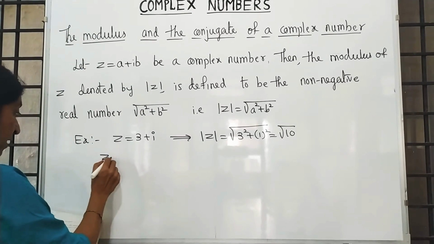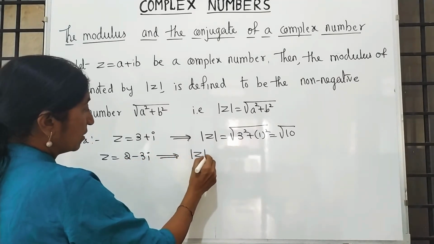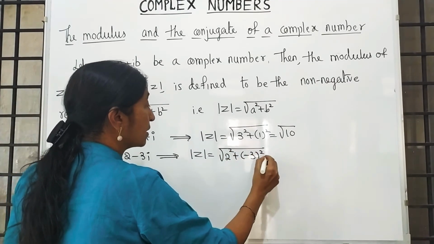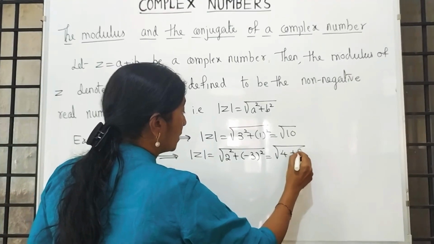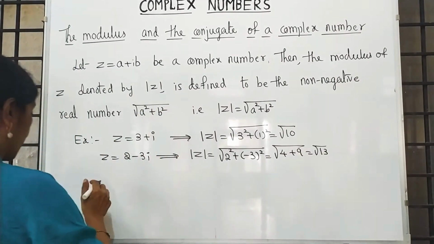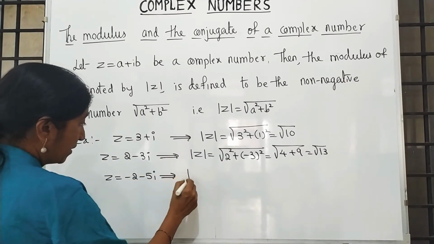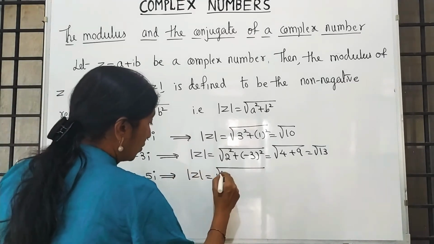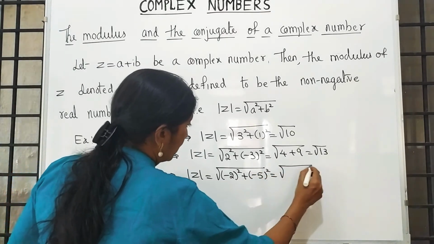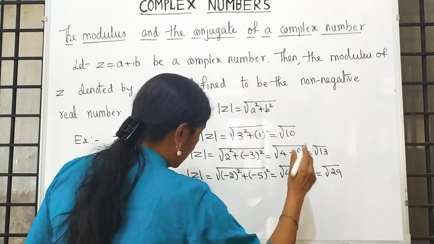Next, z is equal to 2 minus 3i. Here what is its modulus? Root of 2 square plus minus 3 square. 4 plus 9, that is 13. Always it is a positive square of a number. If it is negative, see, minus 2 minus 5i. Its modulus is what? Root of minus 2 square plus minus 5 square. This is 4 plus 25, that is root 29.